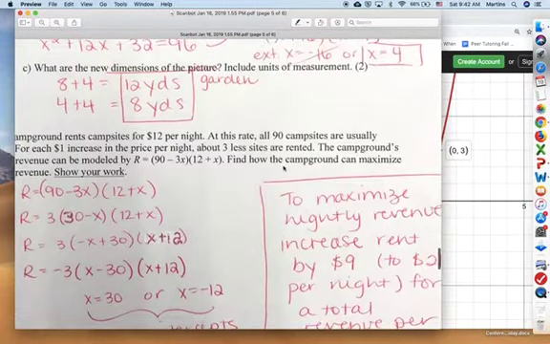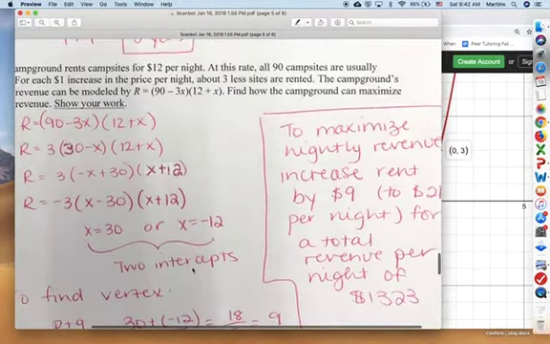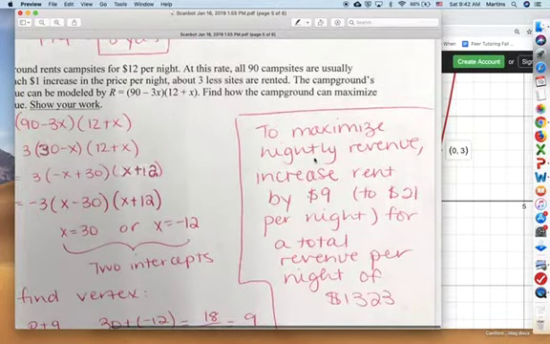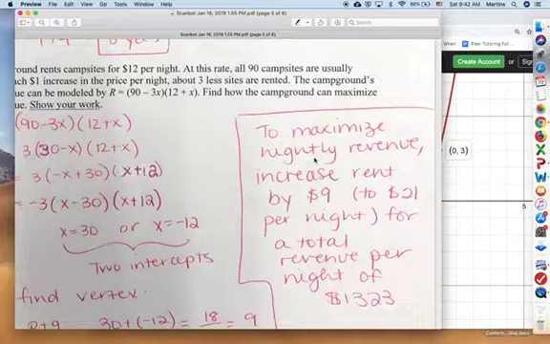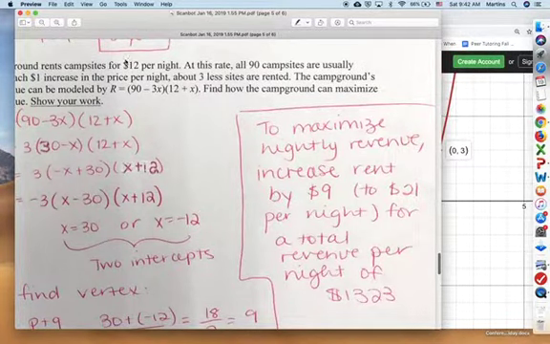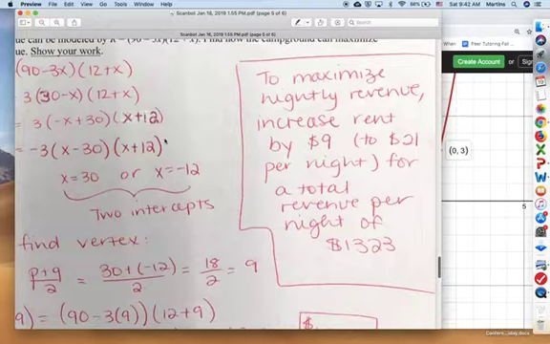Okay, so basically it says find out how the campground can maximize revenue. What does that mean? Well, x represents the number of $1 increases. So basically we figured out to maximize nightly revenue, increase rent by 9 groups of $1 or $9. And when you do that, you're just taking the current rate, which is 12, and adding 9 to it. So you should eventually get to $21 per night when you are achieving your maximum revenue. And by setting the price at $21 a night, you're going to achieve a revenue of $1,323.